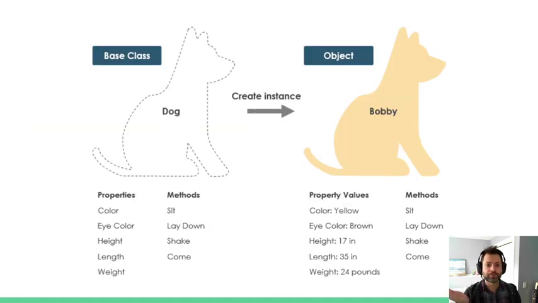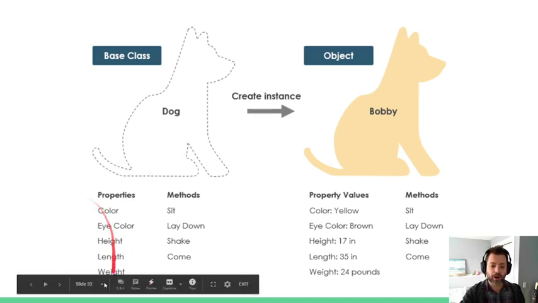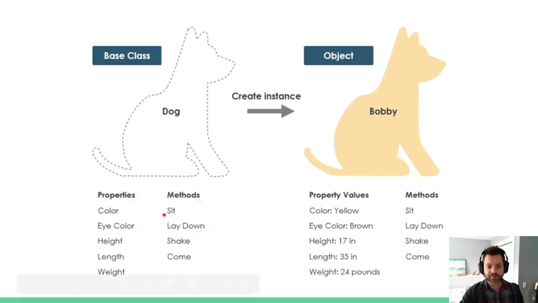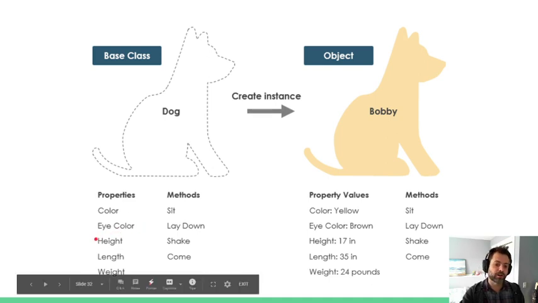So here's an example. This is a kind of straightforward standard UML example. We have created a dog class, right? So the class is basically a prototype of what a dog will be when we create one. Here are all the properties we've specified, and here are the methods we've specified for this class. So a dog has color, its fur, its eye color, how tall, how long, how much it weighs. Here are the things this dog can do.